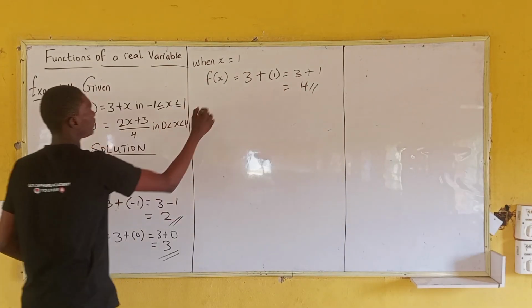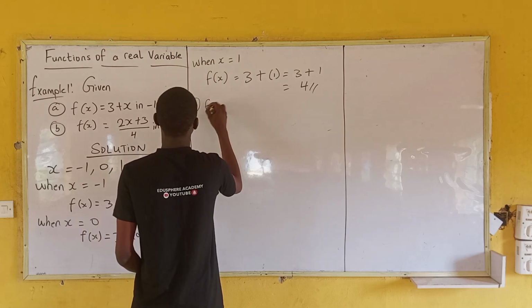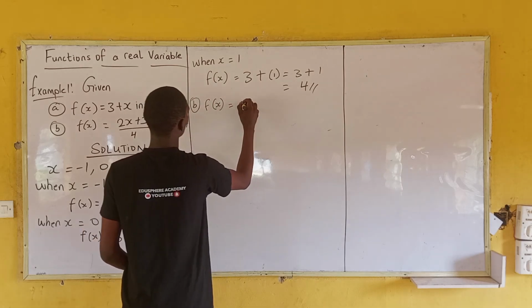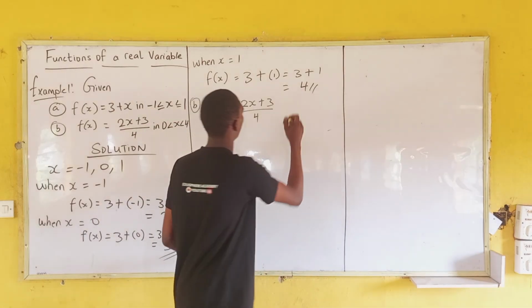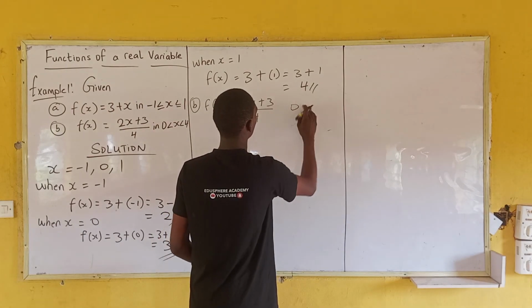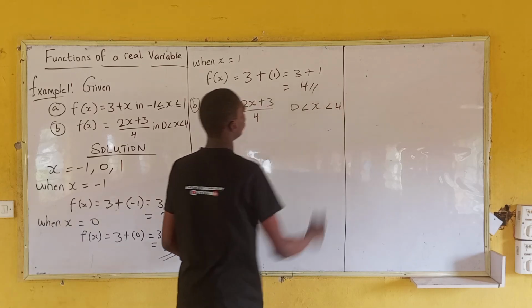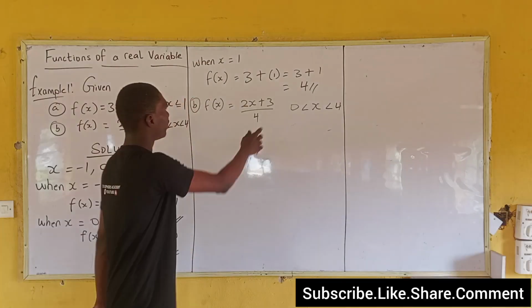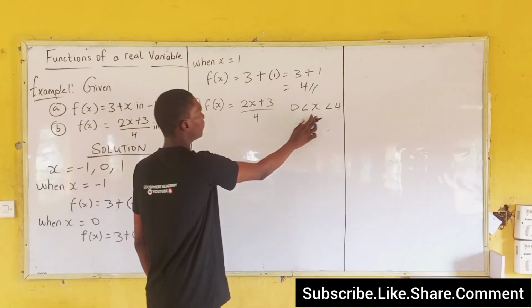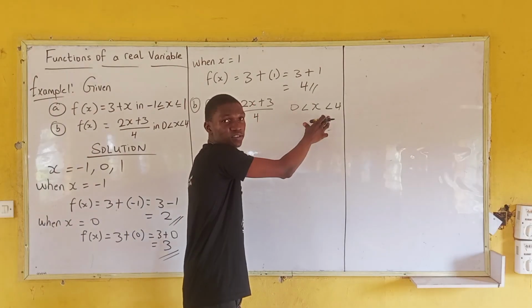Now let's solve the second one. I said b, f of x is equal to 2x plus 3 over 4. It now gives us the limits at which x can be: 0 less than x less than 4. Alright, so let's translate this. They said the function of x is equal to 2x plus 3 over 4. Therefore, they give us the values for x: 0 less than x less than 4.